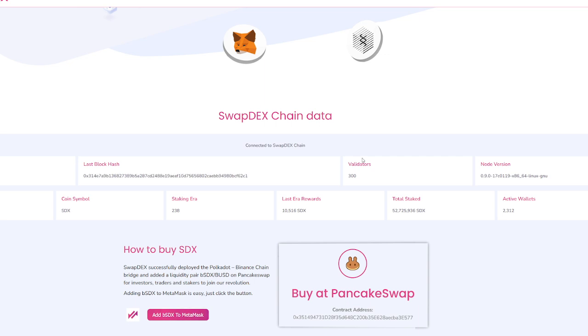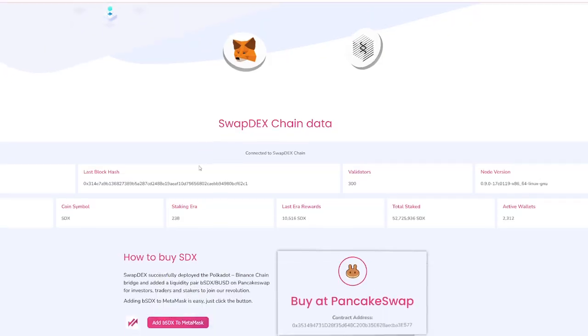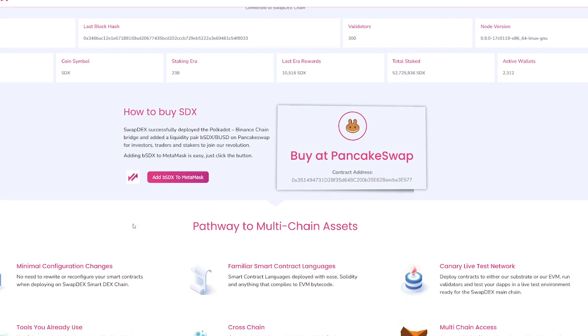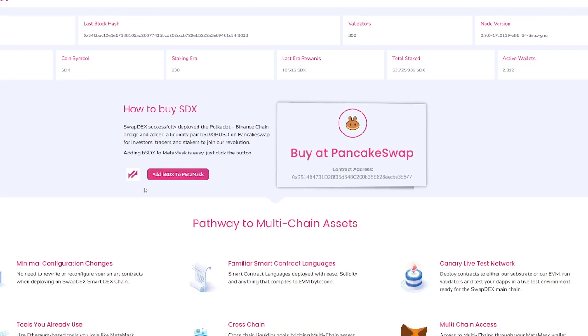And then also, if you go to the website and if you want to buy, you'll just scroll down just a little bit and you'll see how to buy SDX. It's a nice little walkthrough on how to buy at PancakeSwap. It's very, very easy, and you can add BSDX to MetaMask very quickly.